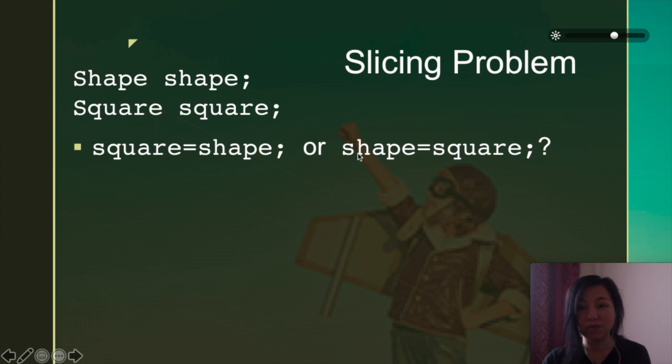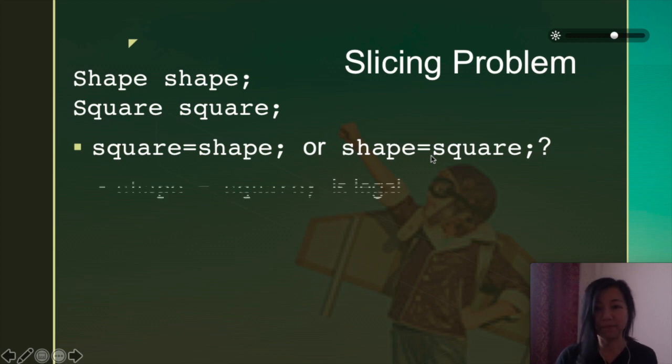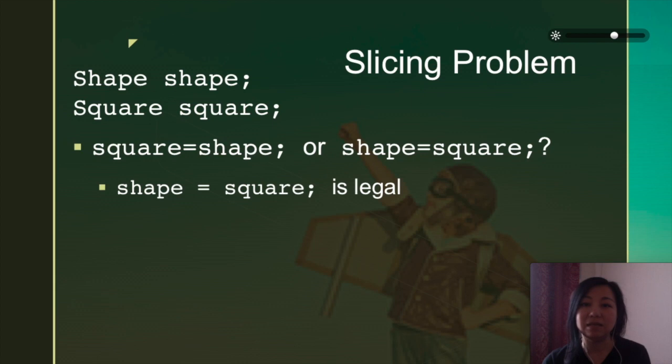Which way is actually possible? Square equals shape, or shape equals square? The one that is legal is shape equals square, because square has more member variables, but shape has fewer. It's easier to cut off certain things and make it possible than to invent something out of thin air. Basically, you can think about it that way. And so shape equals square is legal.